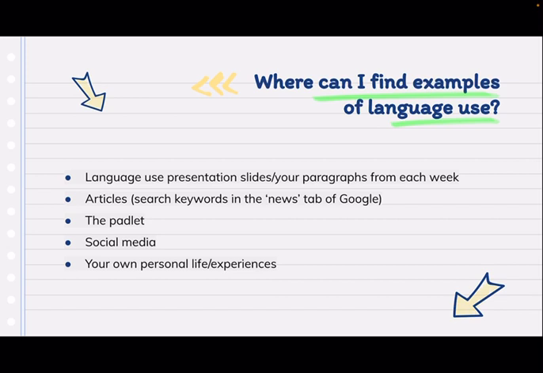So I'd start there. The second thing I'd be looking for is articles. So these could be news articles, most likely, but you also could look at journal articles, like proper peer-reviewed articles as well. I would start by searching keywords in the news tab of Google. So for example, you might look up digital language or teen language or millennial language in the news tab of Google. Remember that you are trying to find Australian examples, so try and look at Australian links that come up first.